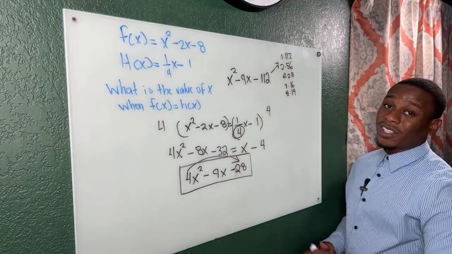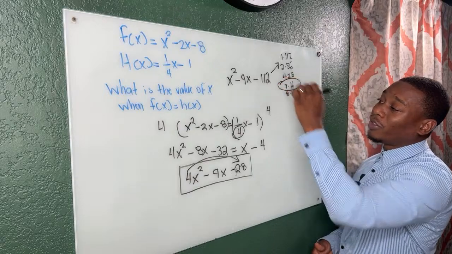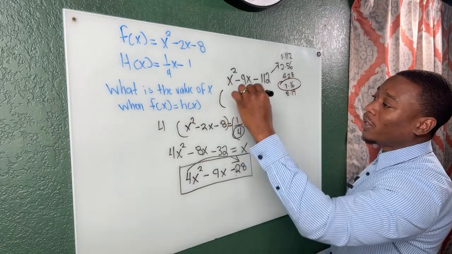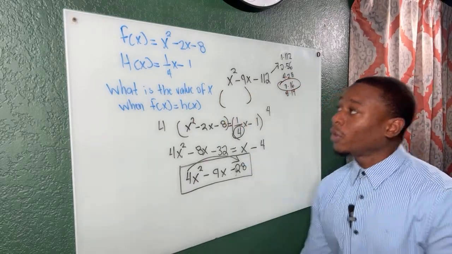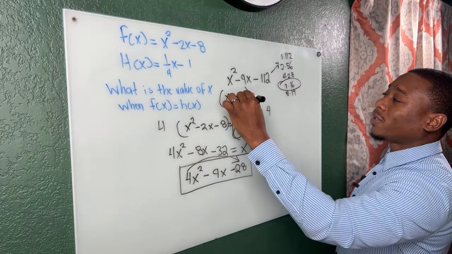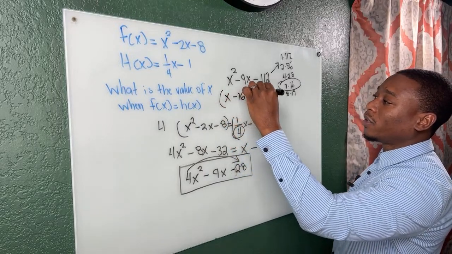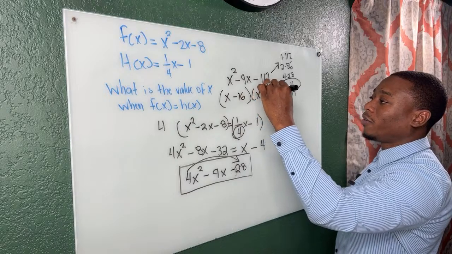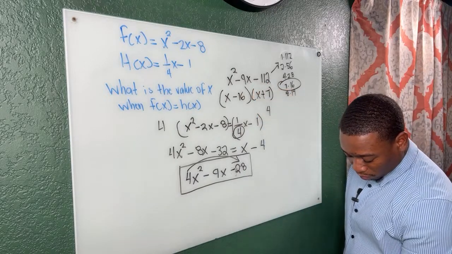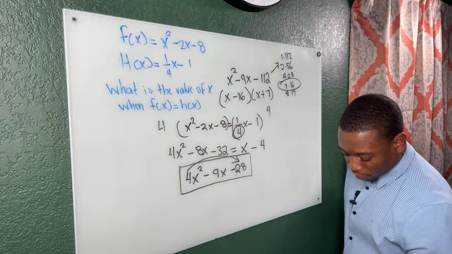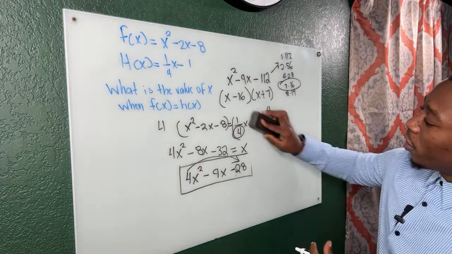The only two factors that are going to give us negative 9 are these two, right? So now I set this up. We have x minus 16 times x plus 7. Let's double check the notes. Yep, that is correct so far. All right, let's just make sure. And I'm going to erase this.